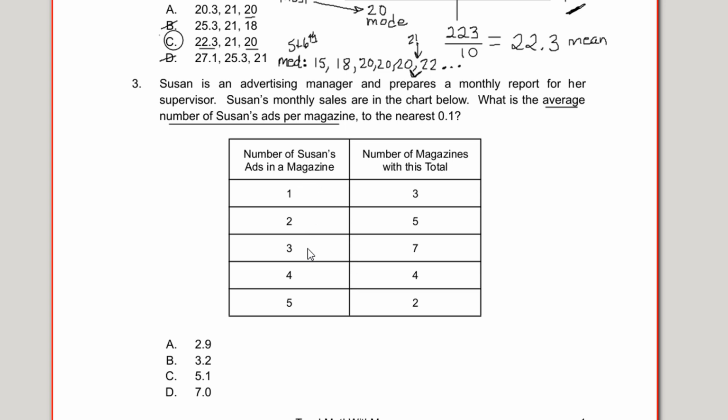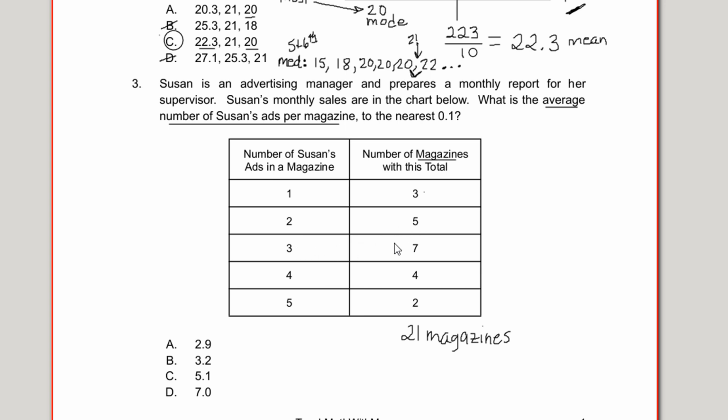We have a number of ads in the magazine, 1, 2, 3, 4, 5, and how many magazines have that. So we're looking at average per magazine. Let's first look at how many total magazines we have. We're going to add up these numbers. 3 plus 5 is 8, plus 7 is 15, plus 4 is 19, plus 2 is 21. There are 21 magazines.